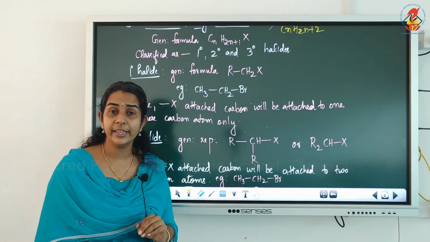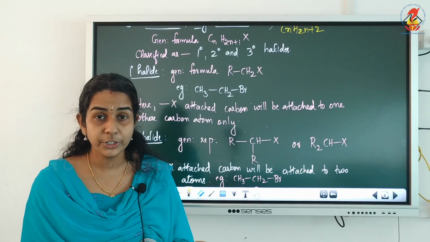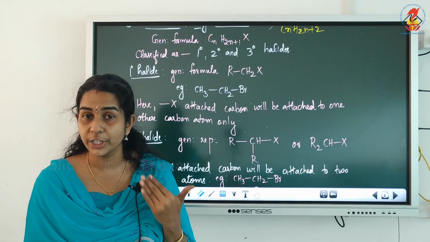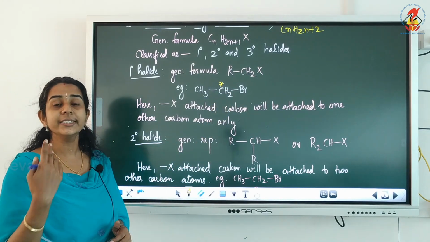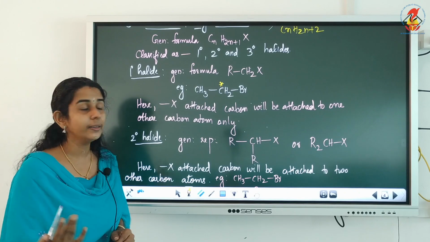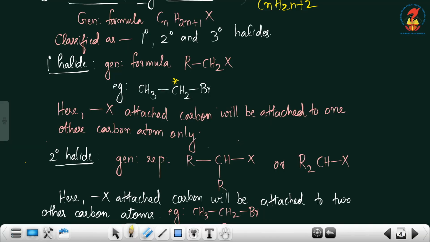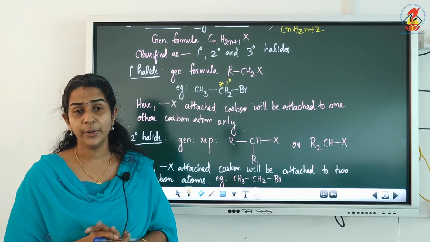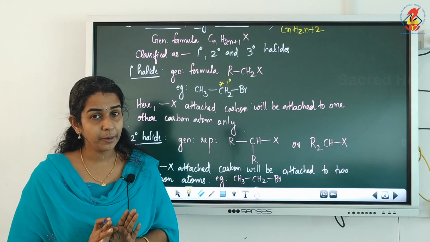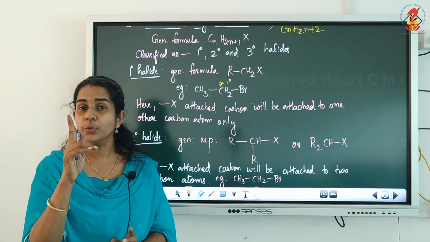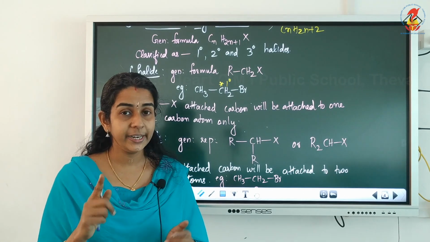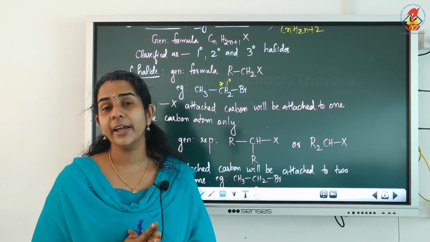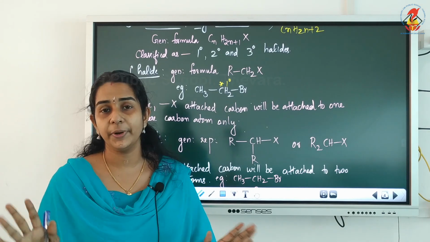In order to classify a halogen as primary, secondary or tertiary, we have to see only the X attached carbon. Here the bromine attached carbon is attached to only one other carbon, so it is a primary carbon. It is very easy to identify: if the halogen attached carbon is CH2 with 2 replaceable hydrogen atoms, it will be primary. If the X attached carbon is CH2X, it will be primary.